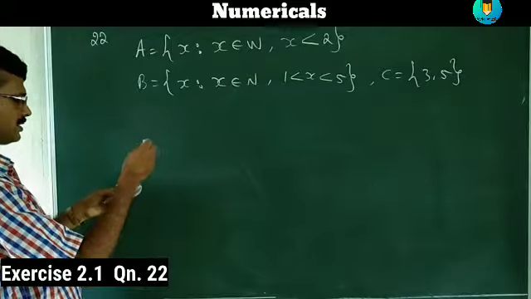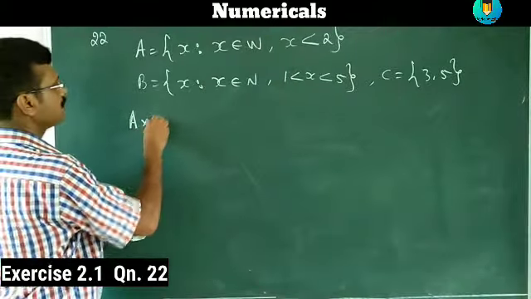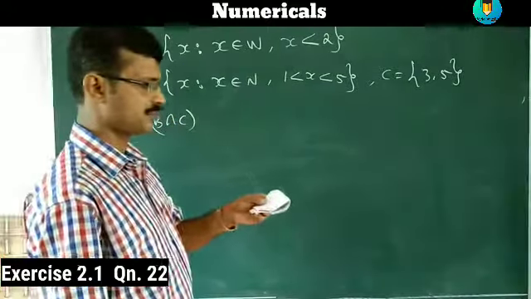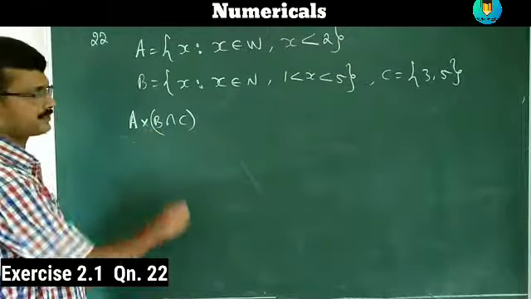We have to find out A cross B intersection C. That is the first part. And one more part is there. Two parts we will do. First of all, A cross B intersection C. We will go for this part first of all.